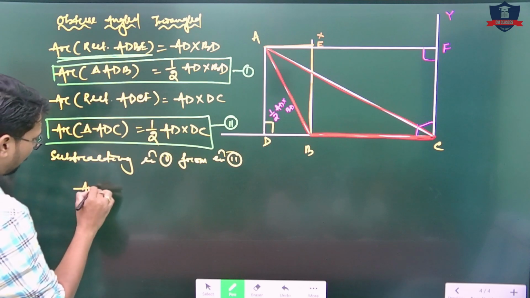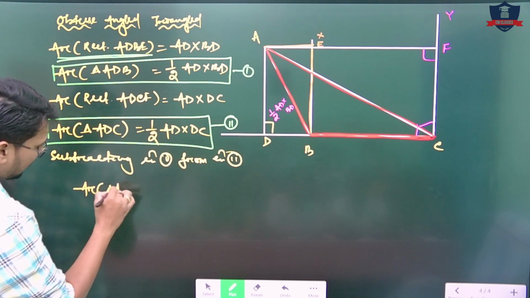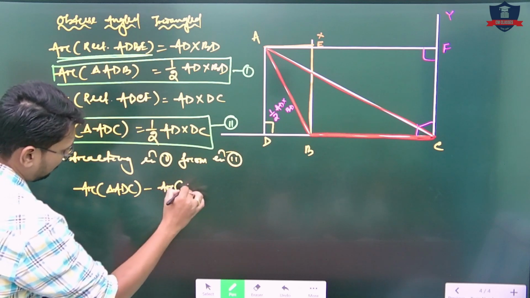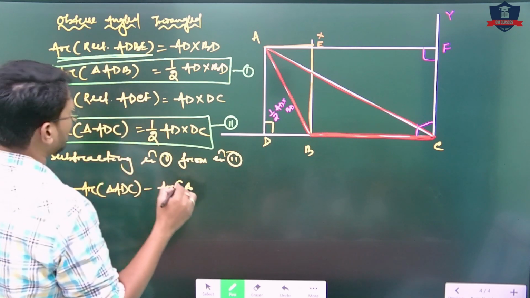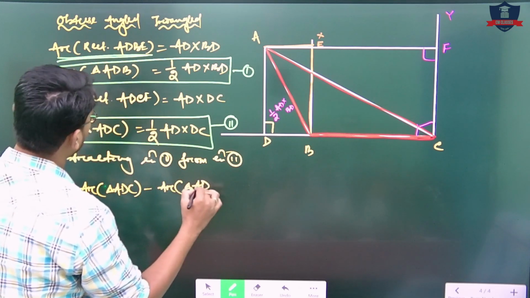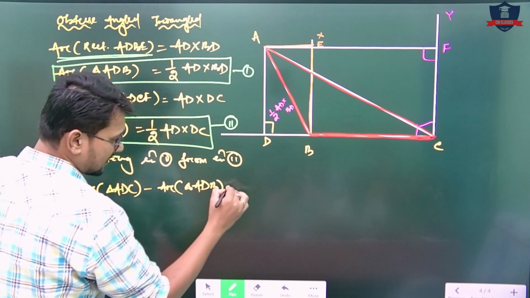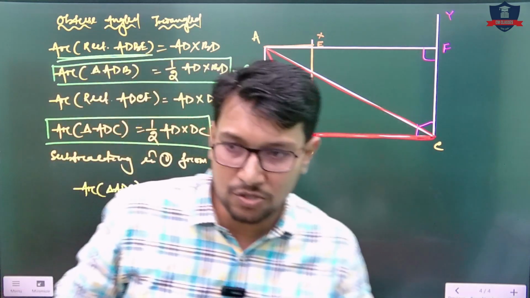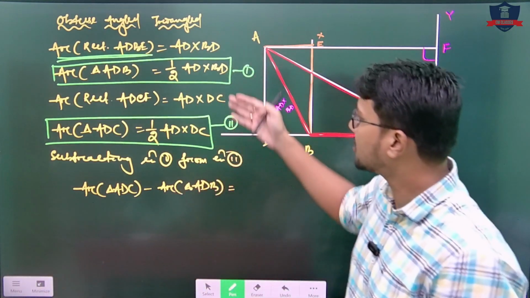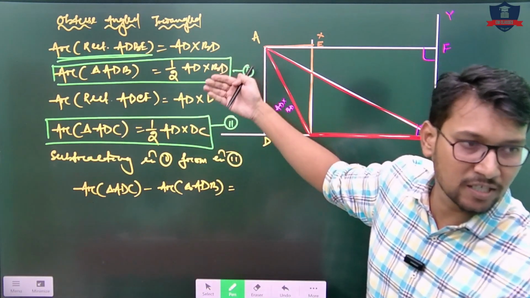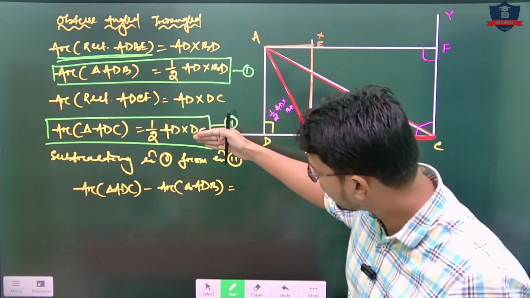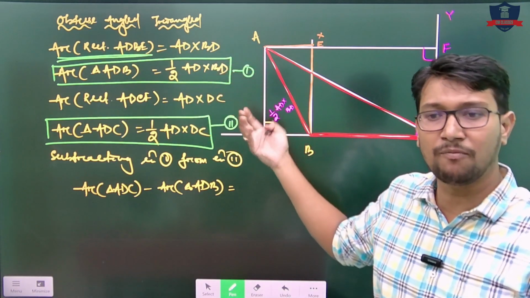Area of triangle ADC minus area of triangle ADB. Yes, clear? We have subtracted the LHS, right? So we also have to simultaneously subtract the RHS from the RHS, right? So RHS of 2 minus RHS of 1.